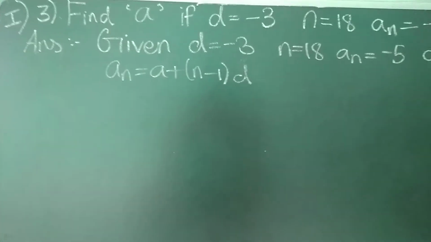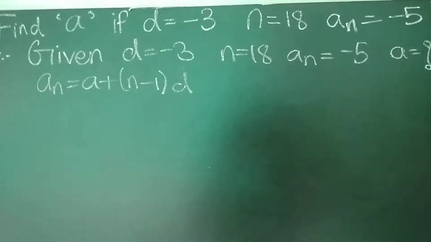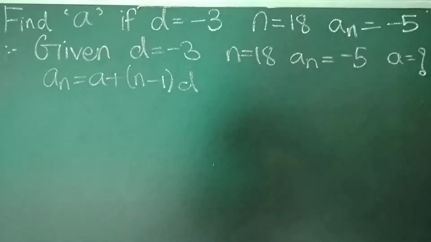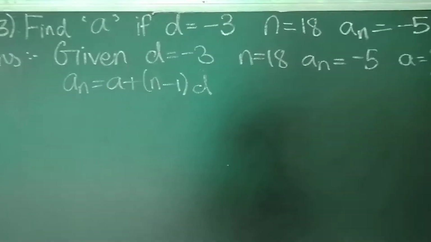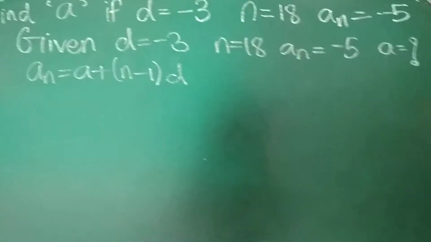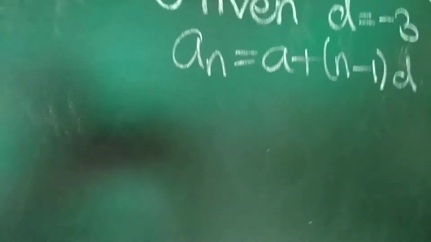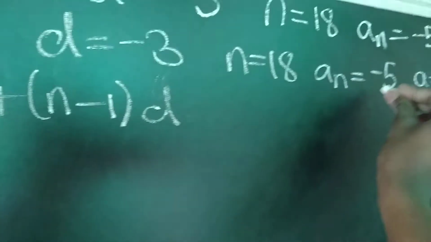Next problem we have: find A, the first term, if the common difference D is minus 3, N is 18, and AN is minus 5. So I have written the given: D equals minus 3, N equals 18, AN equals minus 5. We need to find A. So make use of the formula AN equals A plus N minus 1 into D. Now substitute the values. AN is minus 5.